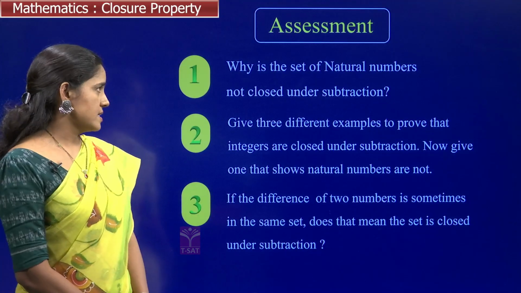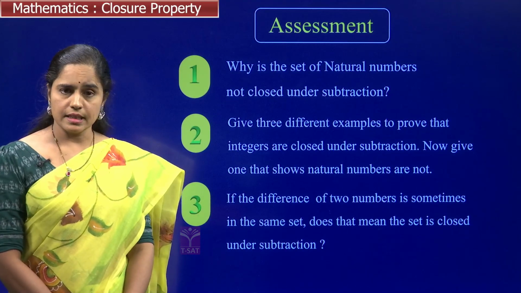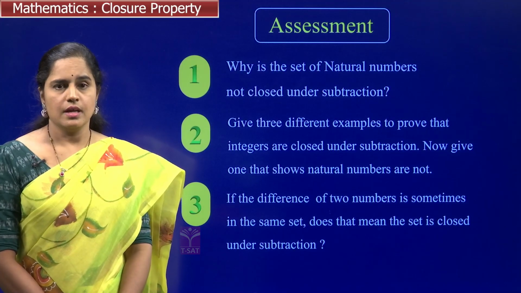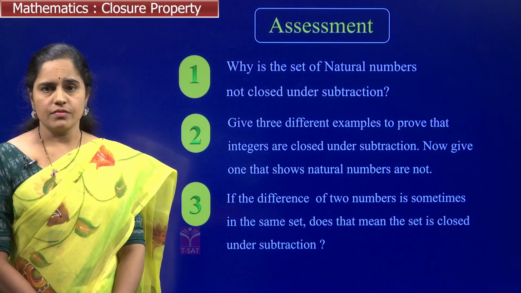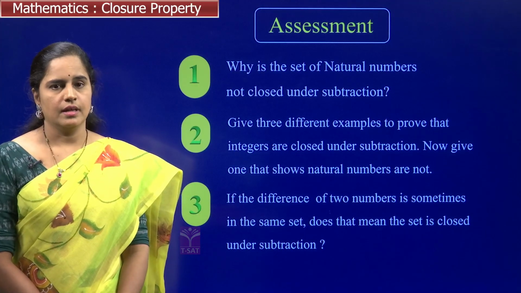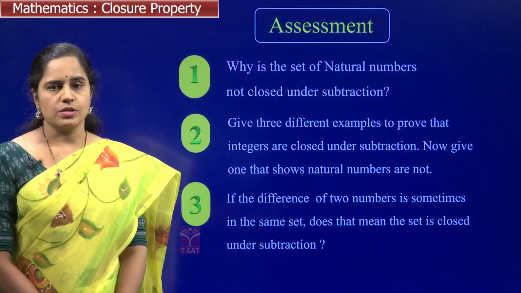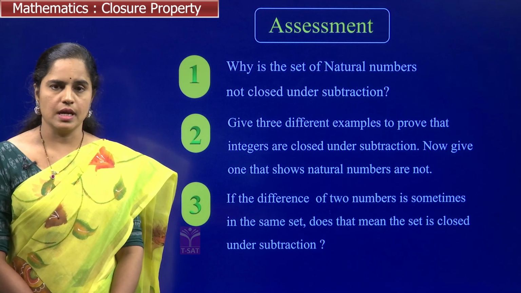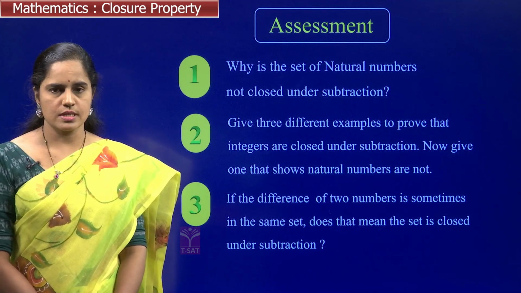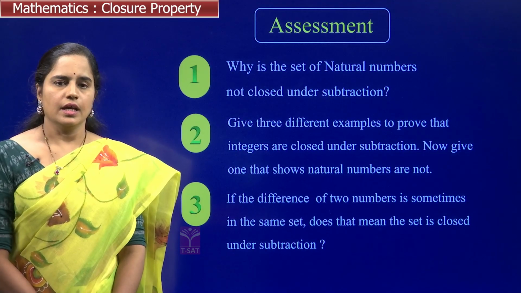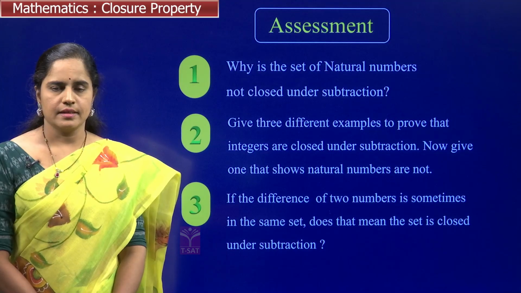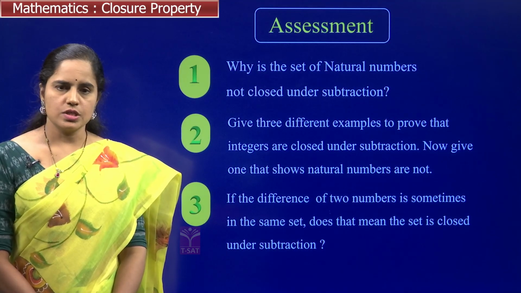And now, assessment. Think and discuss with your friends and try to answer these questions. First one, why is the set of natural numbers not closed under subtraction? And give 3 different examples to prove that integers are closed under subtraction. Now give one that shows natural numbers are not. If the difference of 2 numbers is sometimes in the same set, does that mean the set is closed under subtraction?